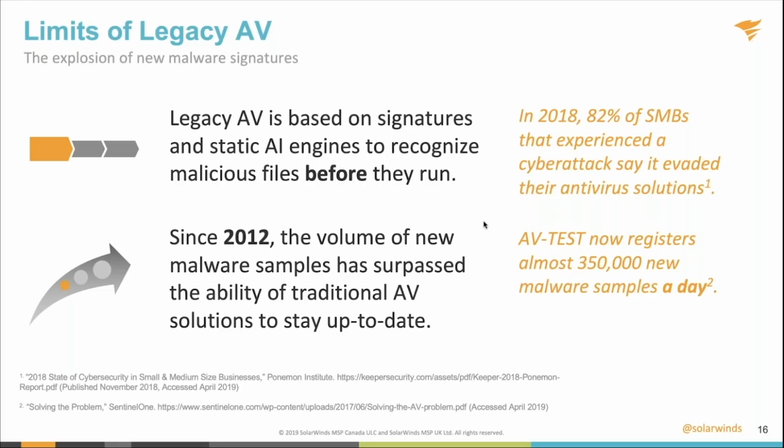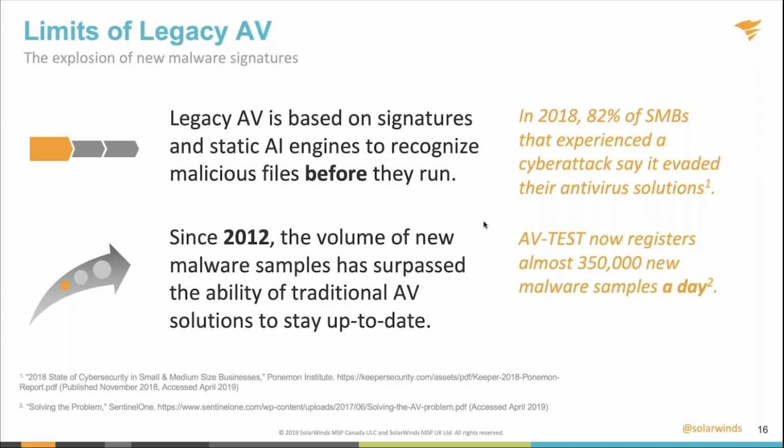So legacy AV, like we've talked about before, is based on signatures and static AI engines that are built to recognize malicious files before they run. So it's very hard, especially since they're doing everything they can to evade the legacy AV, those pieces of malware. You can see how it's pretty easy for them to evade a legacy AV without having the behavioral component to it and the AI component to it as well.